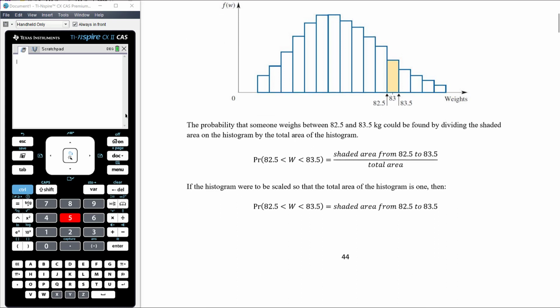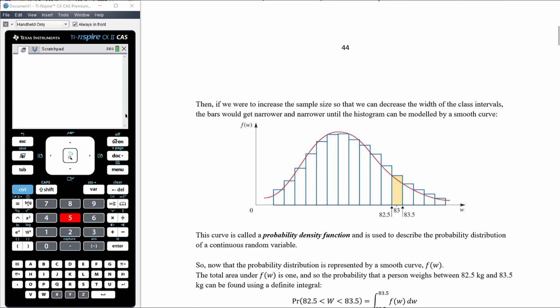Okay, so if we were then to scale the histogram, so instead of this being the number of people in that category, it was the proportion of people in that category. And so therefore that would mean that the total area of the histogram would be 1. And so then we wouldn't actually need to divide by total area because total area is just 1. And so then the probability that someone weighs between 82.5 and 83.5 kilograms would just be that shaded area here if the total area of the histogram was 1.